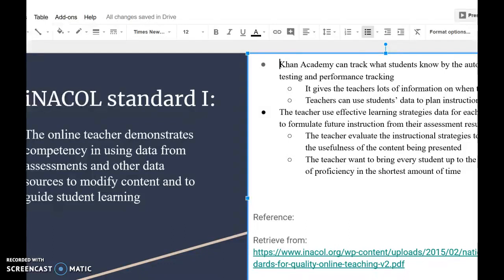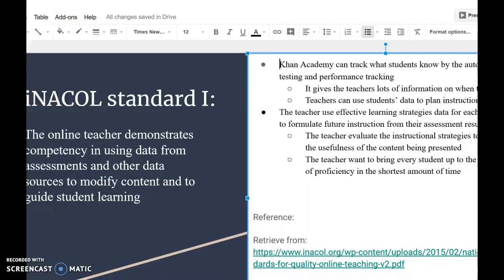The teacher uses effective learning strategies for each individual to formulate future instruction from their assessment results. So the teacher evaluates the instructional strategy to determine the usefulness of the content being presented. If it's not enough, the teacher will provide more. If it's too much, the teacher will reduce. So in the end, the teacher wants to bring every student up to the same level of proficiency in the shortest amount of time.